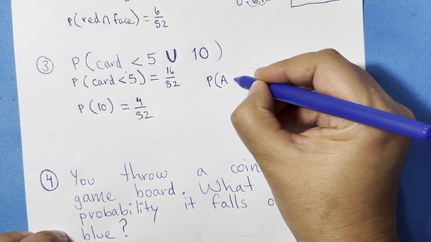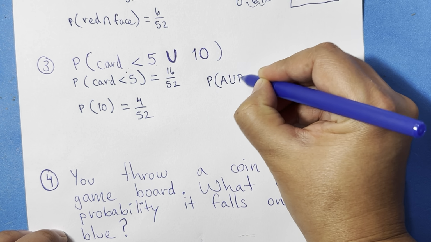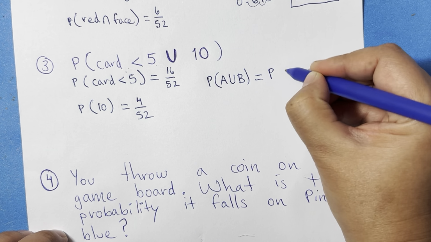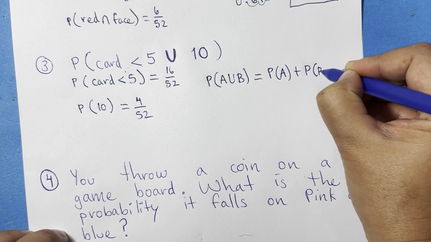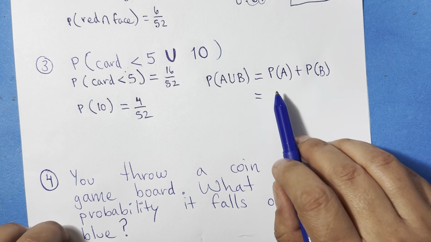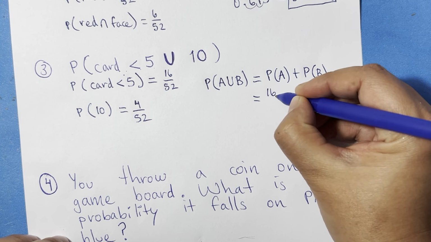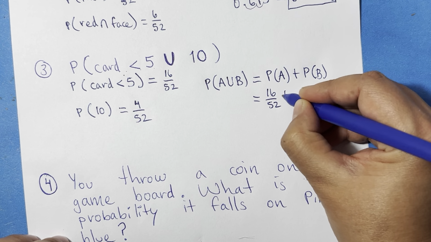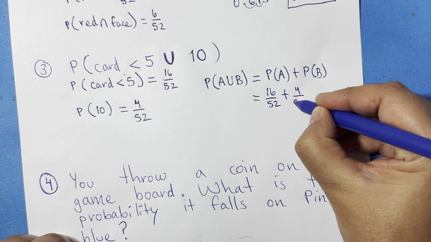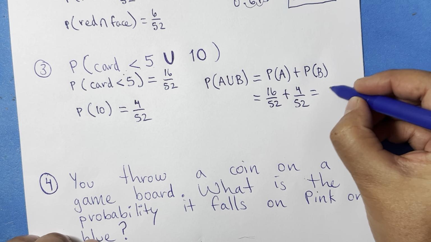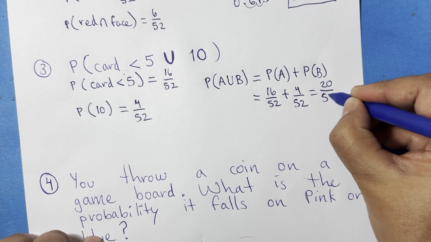We will just use the formula probability of event A or event B happening is equal to probability of event A plus probability of event B. What is the probability of event A? That's 16 out of 52. What is the probability of event B? That's 4 out of 52. We add them. 16 plus 4 is 20 over 52.